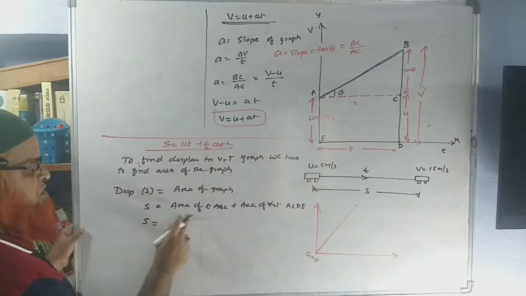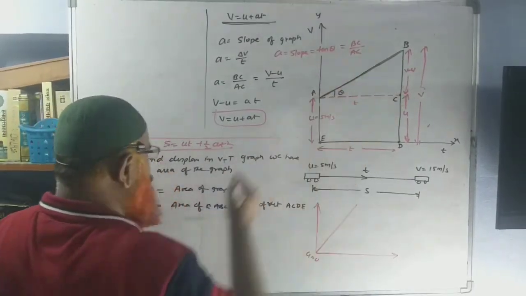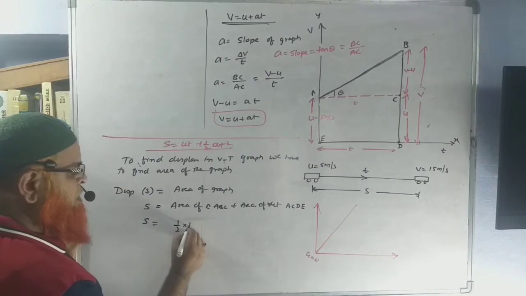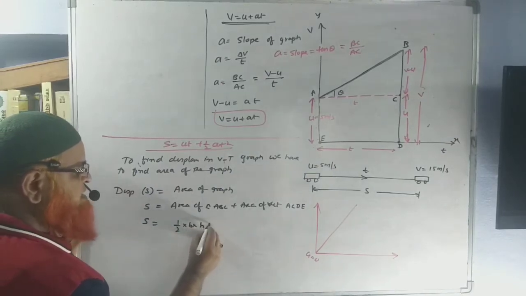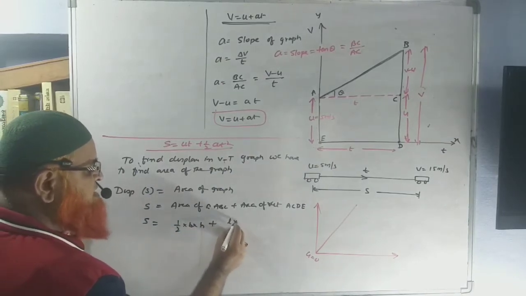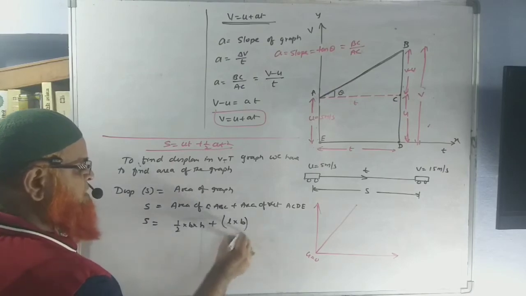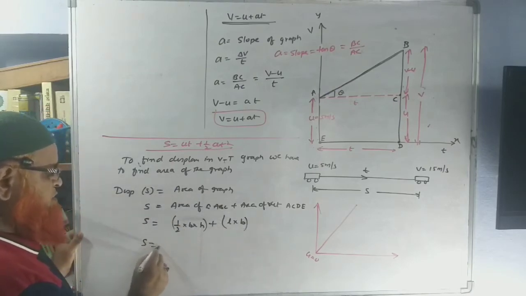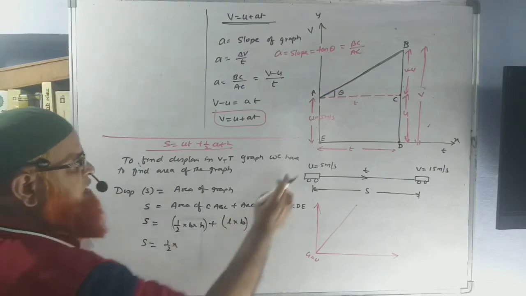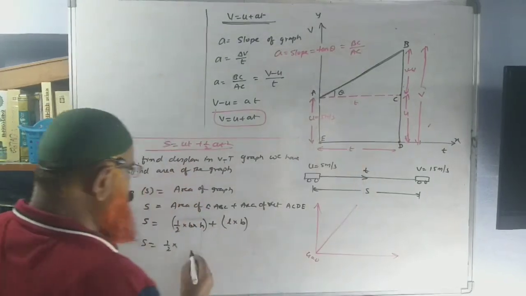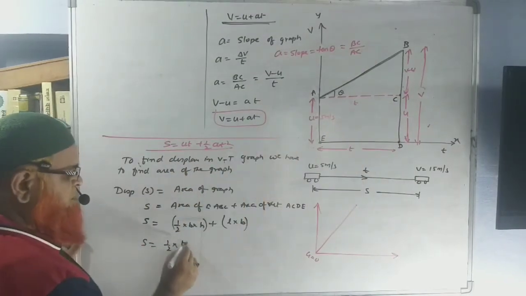So how are you going to find the area of a triangle? The area of a triangle is nothing but half into base into height, plus the area of a rectangle, which is nothing but length into breadth. If you observe these two parts separately, displacement is equal to half, and here the base of this triangle is going to be the time here.